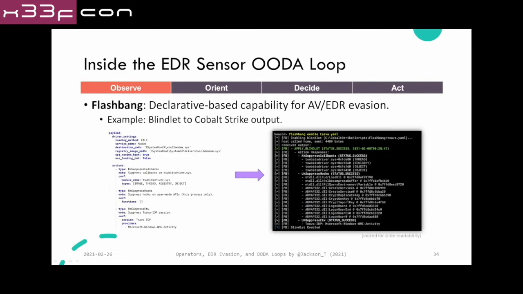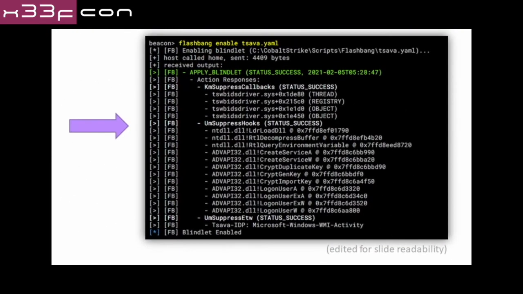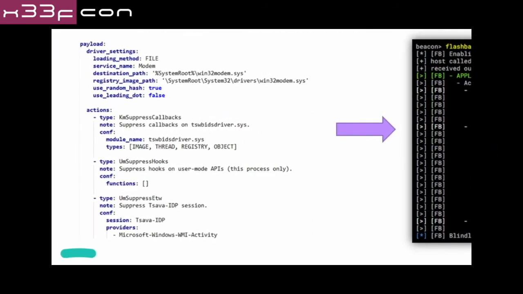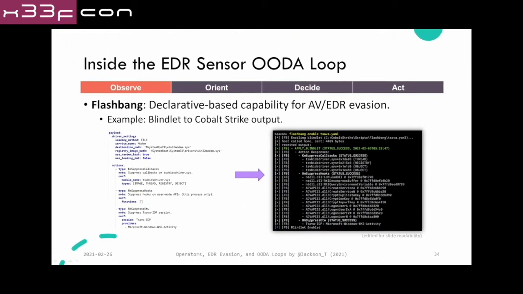A small example here where you can see a payload from a blindlet on the left, and then on the right you can see output from Cobalt Strike when it's enabled. It's edited a little bit just to make it more readable on the slide, but you might want to pause or put this on full screen, where on the left you can see a driver setting object that gives you some flexibility in loading it. And then on the bottom you can see the sequence of actions like suppressing kernel mode callbacks, user mode hooks, as well as providers from an ETW session.